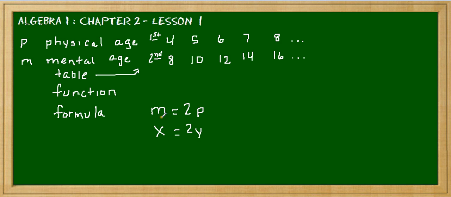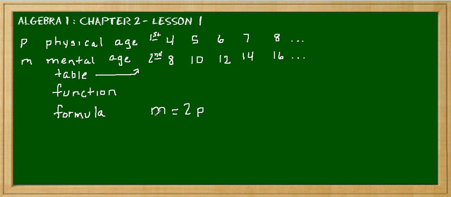Again, the reason we use M and P is so that it may give us at least a clue as to what letter represents what, simply because we know that M means mental and P means physical. But we're not necessarily bound to use any particular variables as long as we're using different variables in this case. Okay. Now, let's take a look.